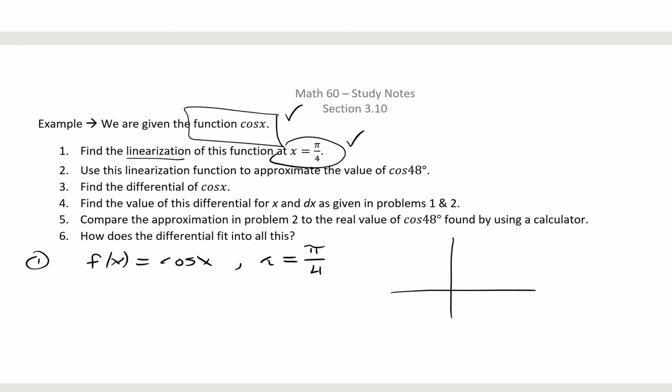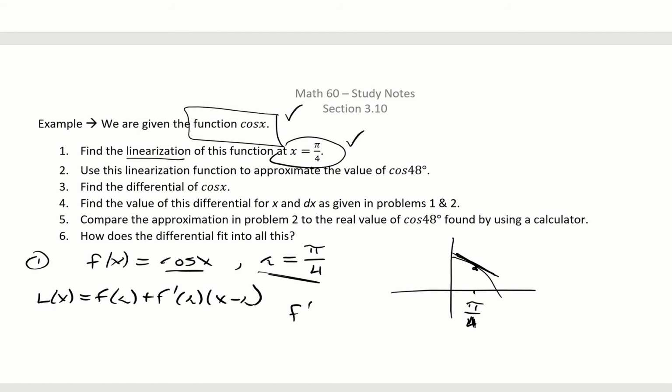For those visual folks like myself, you've got the cosine function, and if you cruise on over to pi over 4, you've got a point of tangency, so our tangent line is pointing downward like that. The linearization is straightforward. The formula says f of a plus f prime of a times x minus a. Well, we know what a is. We don't have f prime, but it's easy.